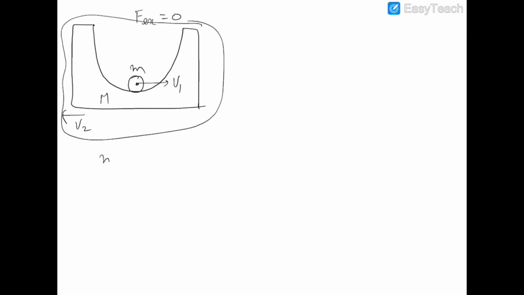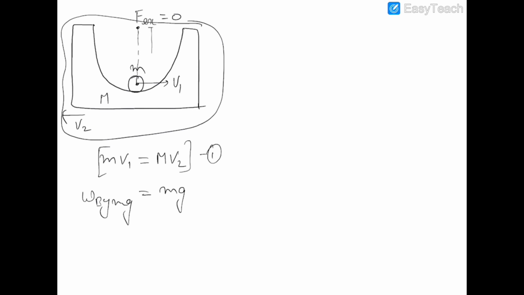So initial momentum was 0, so final momentum is m v1 minus M v2, and I have equated that momentum to 0. So small m v1 is equal to capital M v2. So this is the first equation, and the second equation is obtained by equating the energy. So the work done by mg on this system when the ball is moving in the downward direction will be mg and the distance traveled by the center of the ball.